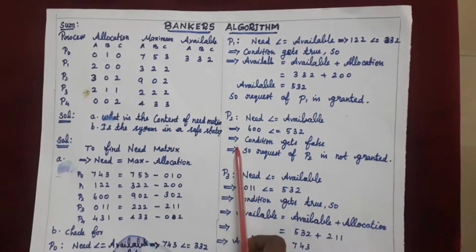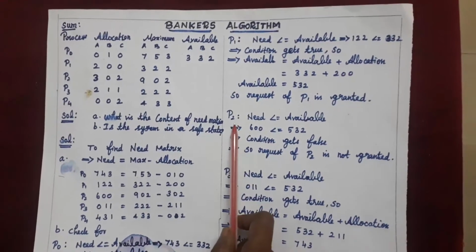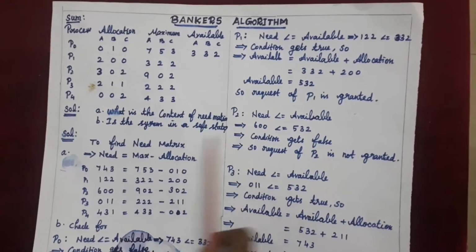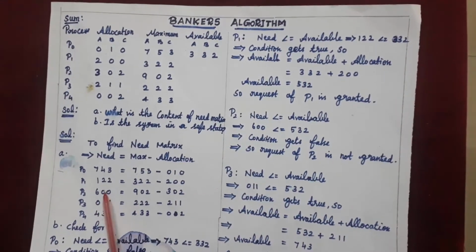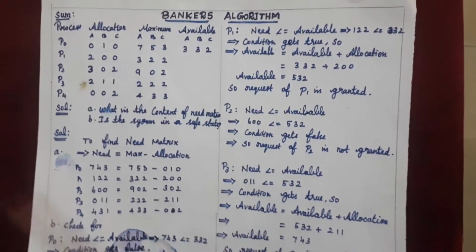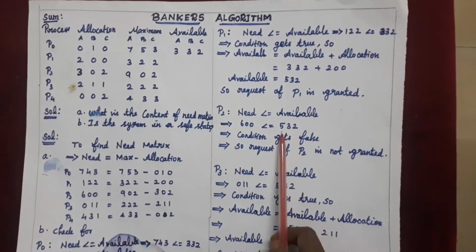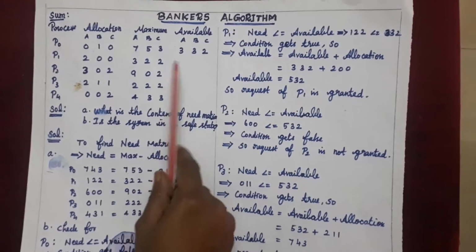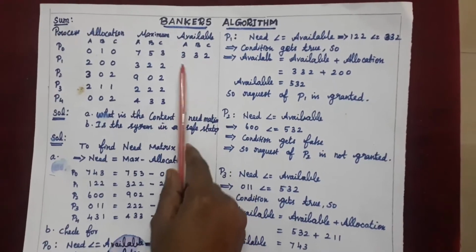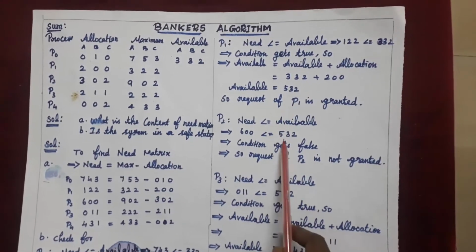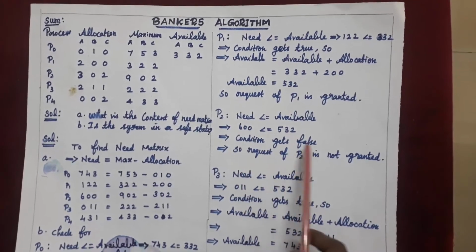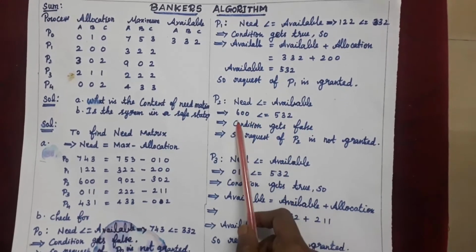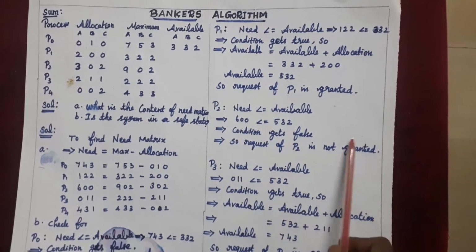Again we move to process P2. We check need less than or equal to available. The need of P2 is 600, which we found before. For the available value, earlier we used the system available value 332, but now we take the new available value 532. Again the condition gets false because the need is larger than the available. So the request is not granted.